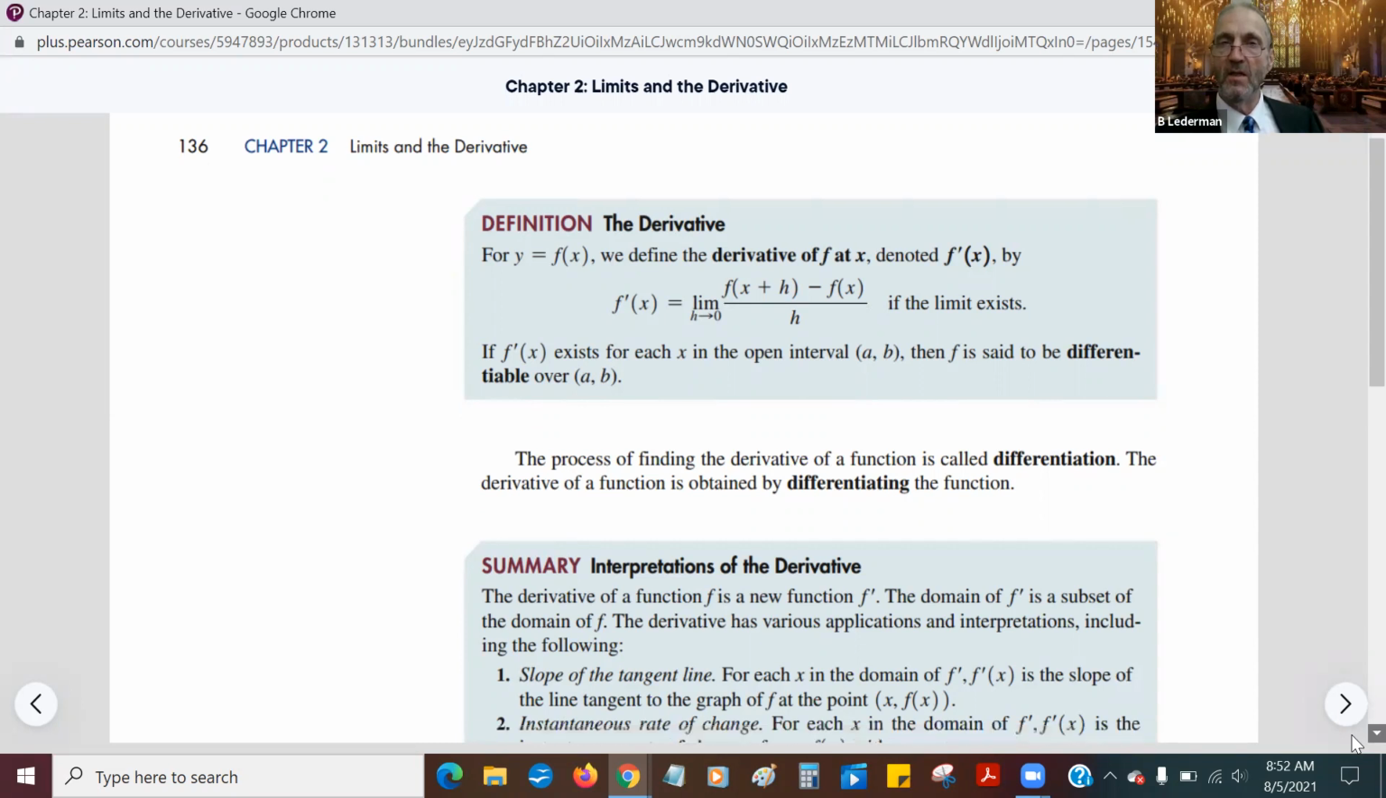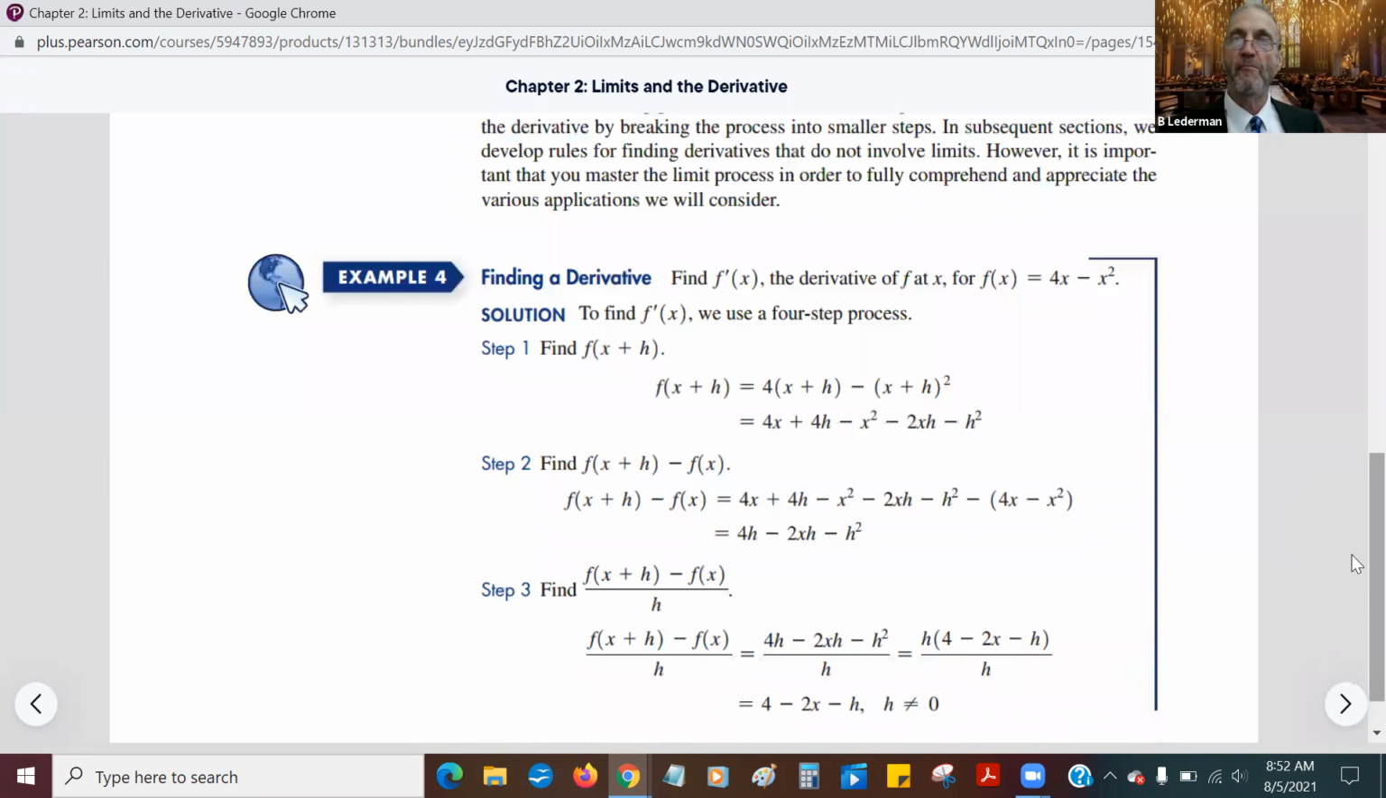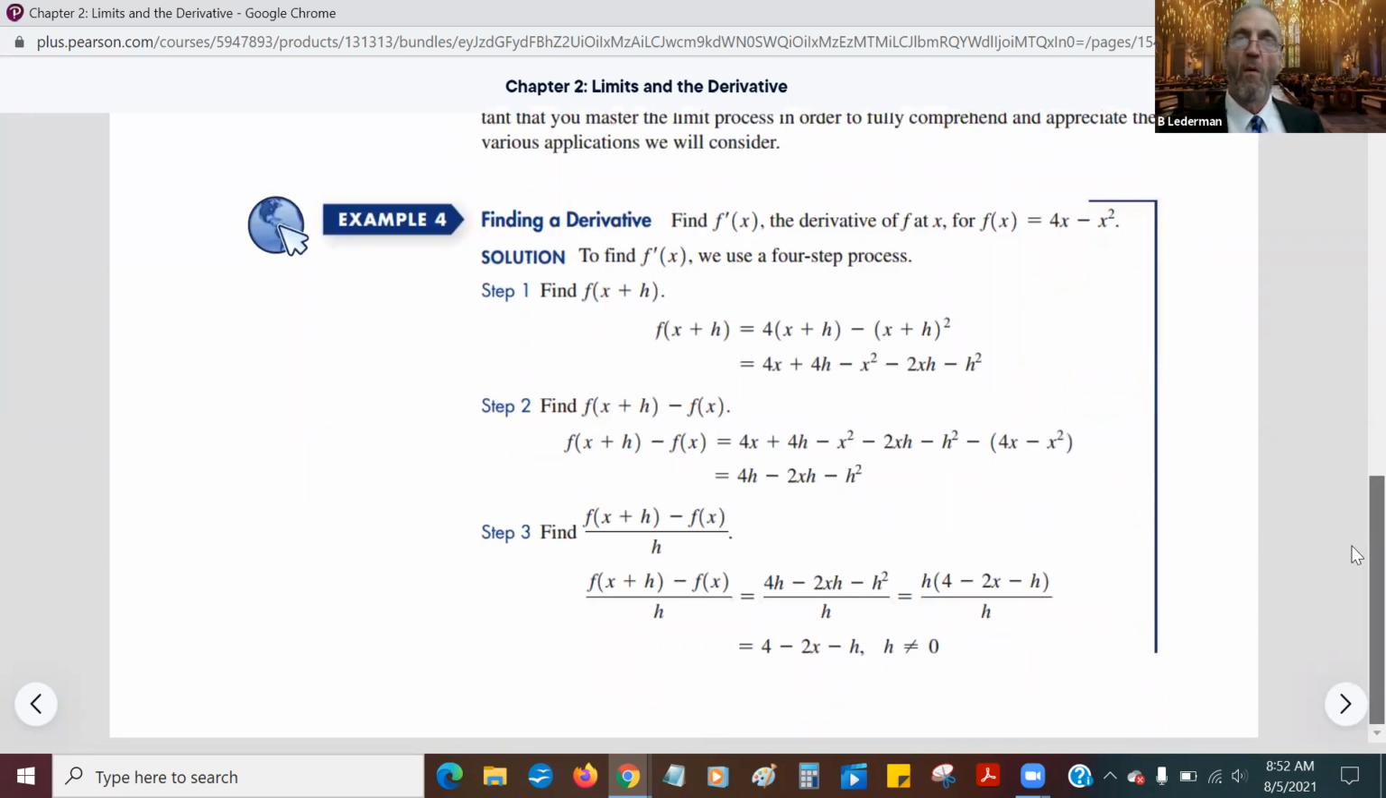Okay, moving on. This is just a summary. So you can get velocity, instantaneous rate of change. These are all the different uses we have for it. Okay, f of x is equal to 4x minus x squared. Find f prime of x using a 4-step process.